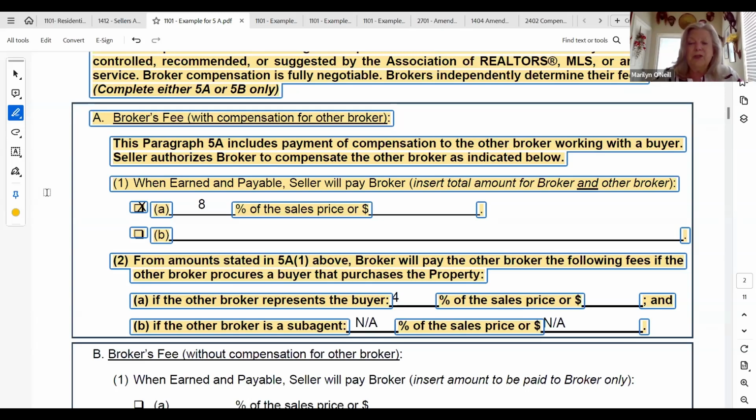Okay, pretty straightforward. It's the amount of compensation, and then 5A2 is what you will give to the other broker. Yes. Marilyn, can you give us an example of what would go into A1B?